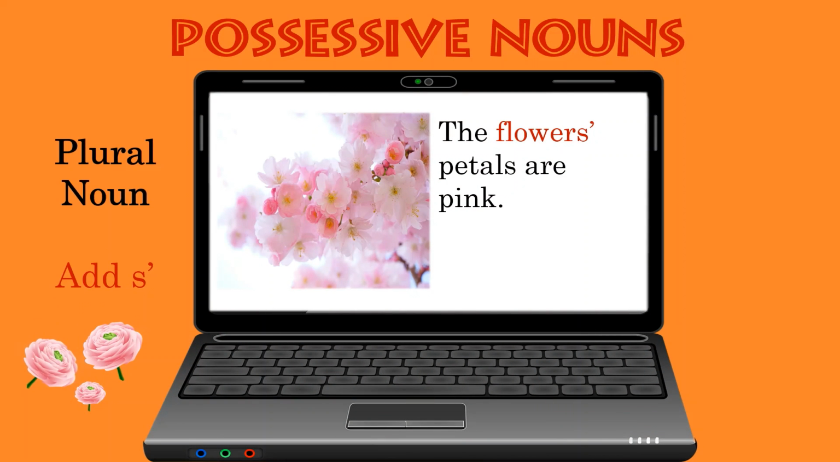The flowers' petals are pink. Who do the petals belong to? Flowers. Let's look at how flowers is spelled. F-L-O-W-E-R-S because it's plural, and then we add the apostrophe at the end. This is how we show ownership for a plural noun.